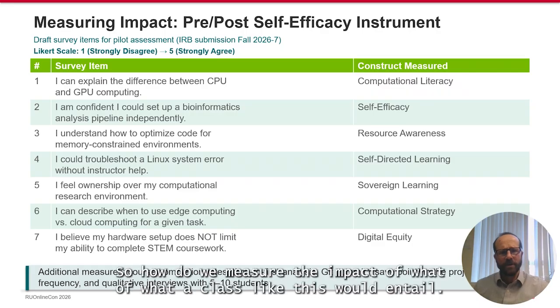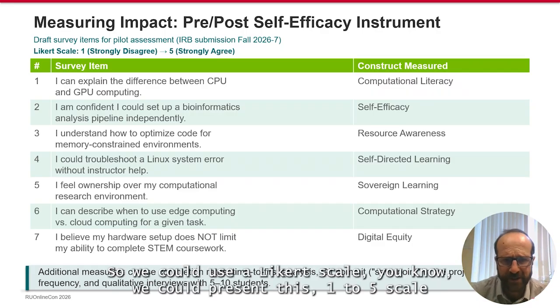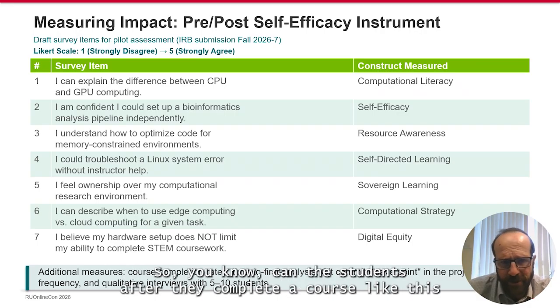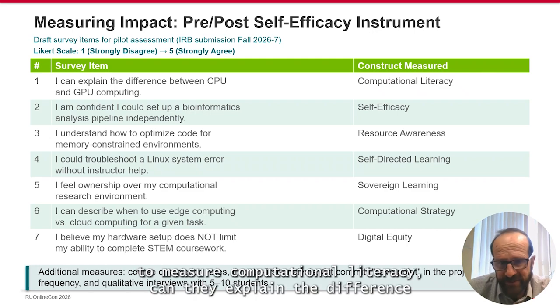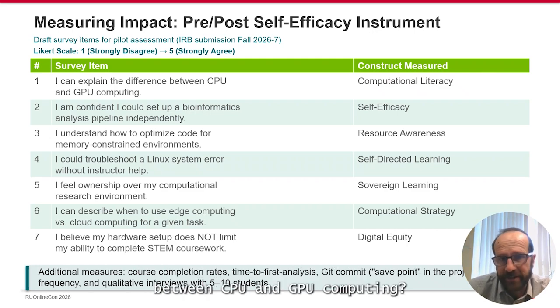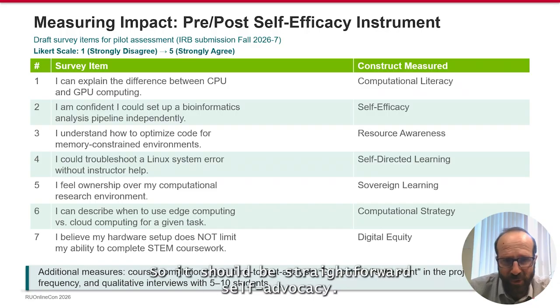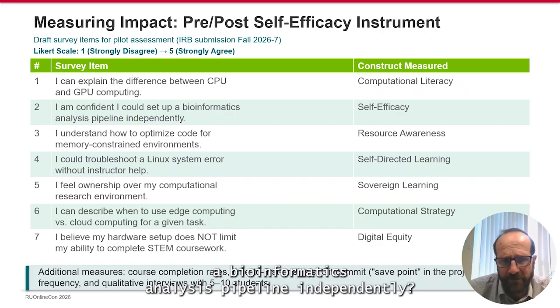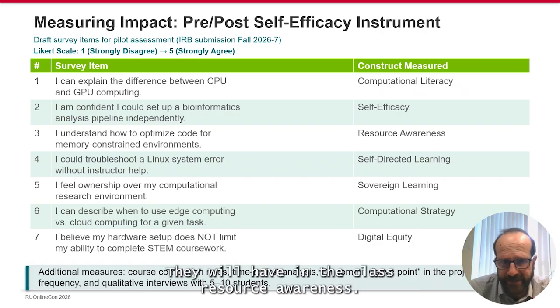So how do we measure the impact of what a class like this would entail? We could use a Likert scale. We could present this 1 to 5 scale to the students, and we'll just go through the survey items here. So, after they complete a course like this, to measure computational literacy, can the students explain the difference between CPU and GPU computing? They've done it firsthand, so it should be straightforward. Self-efficacy. Are they confident that they could set up a bioinformatics analysis pipeline independently? They will have in the class.